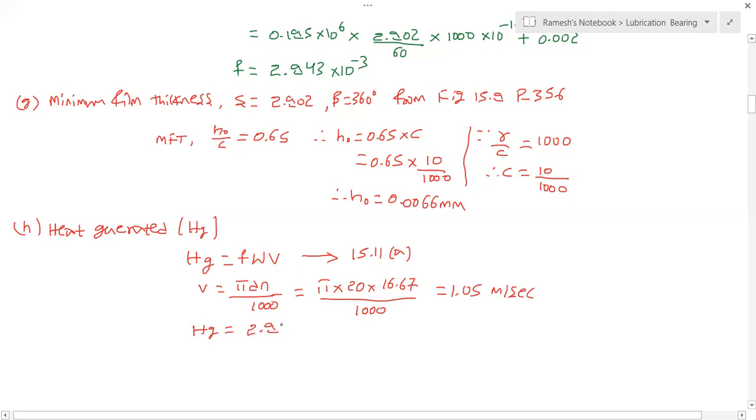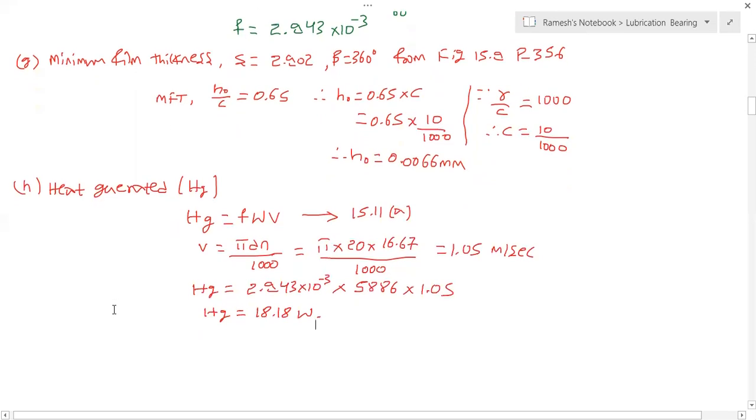Coefficient of friction is calculated. Substitute that, multiplied by W, which is given, it is 5886, into V. Just now you have calculated V, substitute that value. Therefore, the heat generated is equal to 18.18 watt or joules per second.